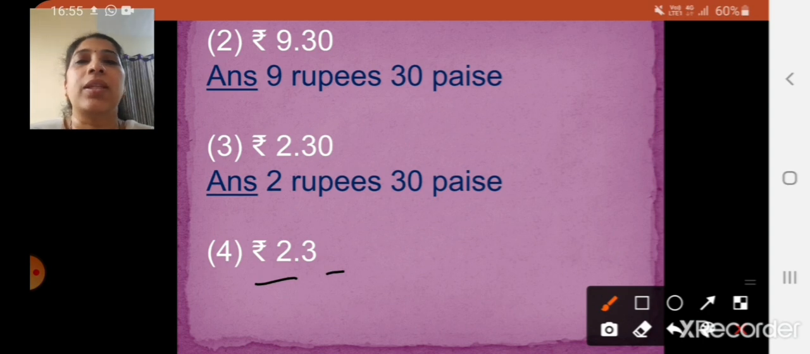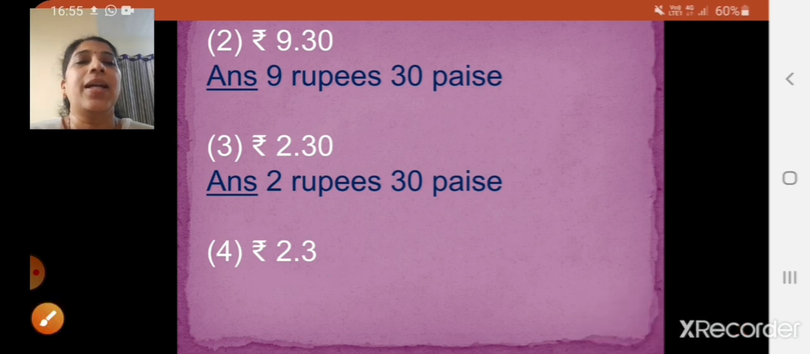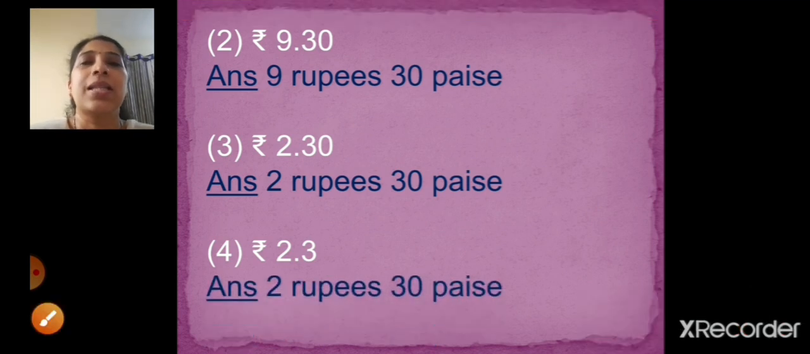So 3 means, as I told you children, 2.30 or 2.3 are one and the same. So you will write it as 30 paise only. So you will write the answer as 2 rupees 30 paise.